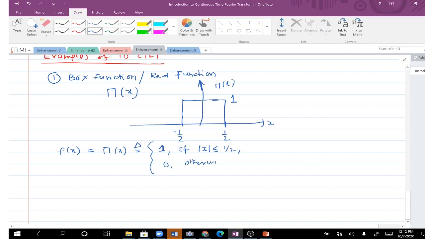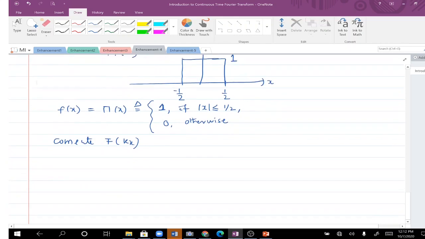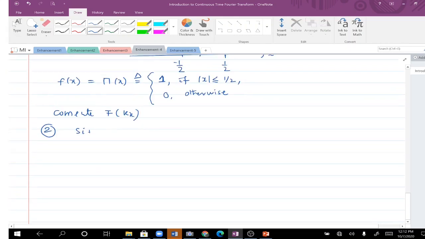So in your DSP course you have done this for the notation where you are using omega. Now I want you to work it out for the k_x notation. Okay, so frequency in hertz, that's what I want you to do. So for this, your first exercise is compute F of k subscript x. That's your first exercise. The second exercise, I give you the sinc function.